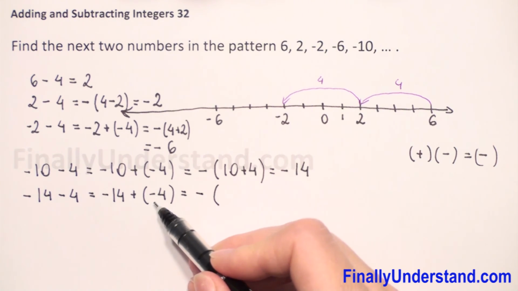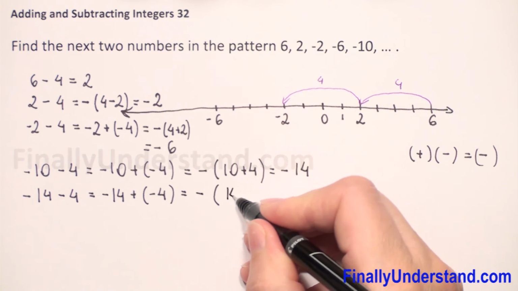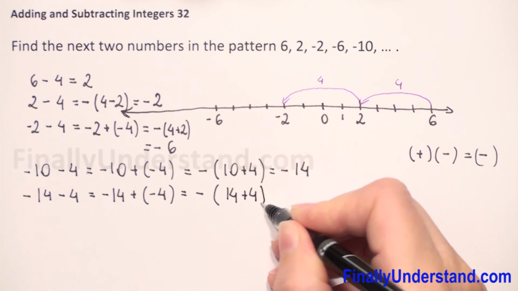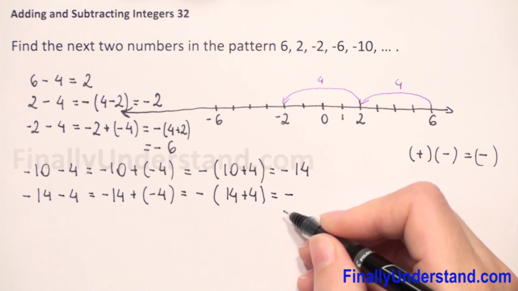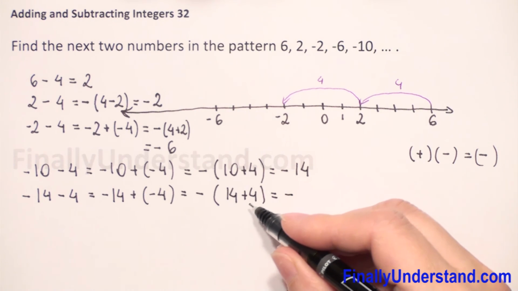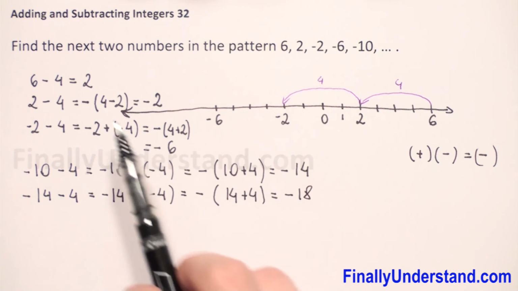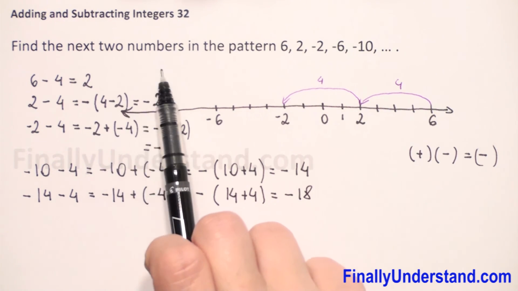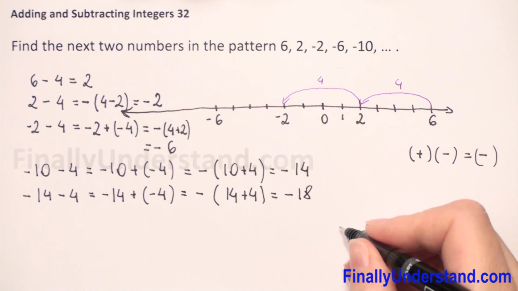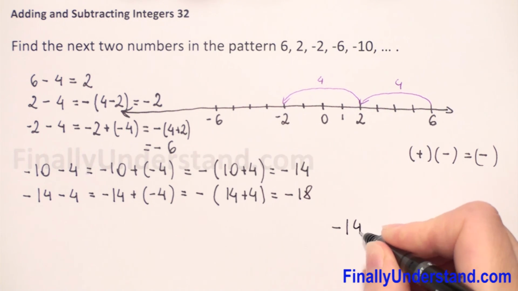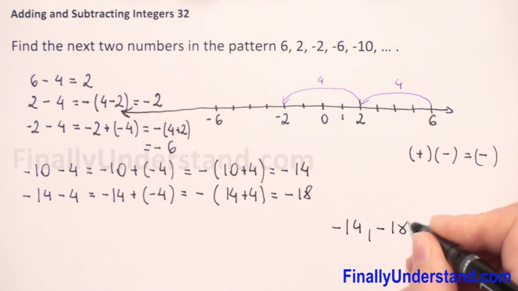And now we just add these two numbers, 14 plus 4. So this is equal, we rewrite the negative sign. And we have 14 plus 4 is 18. So to get the third number of our pattern, we have to, from negative 18, subtract 4 again and again and again. But because we need to get only the next two numbers, our solution will be negative 14 and negative 18.